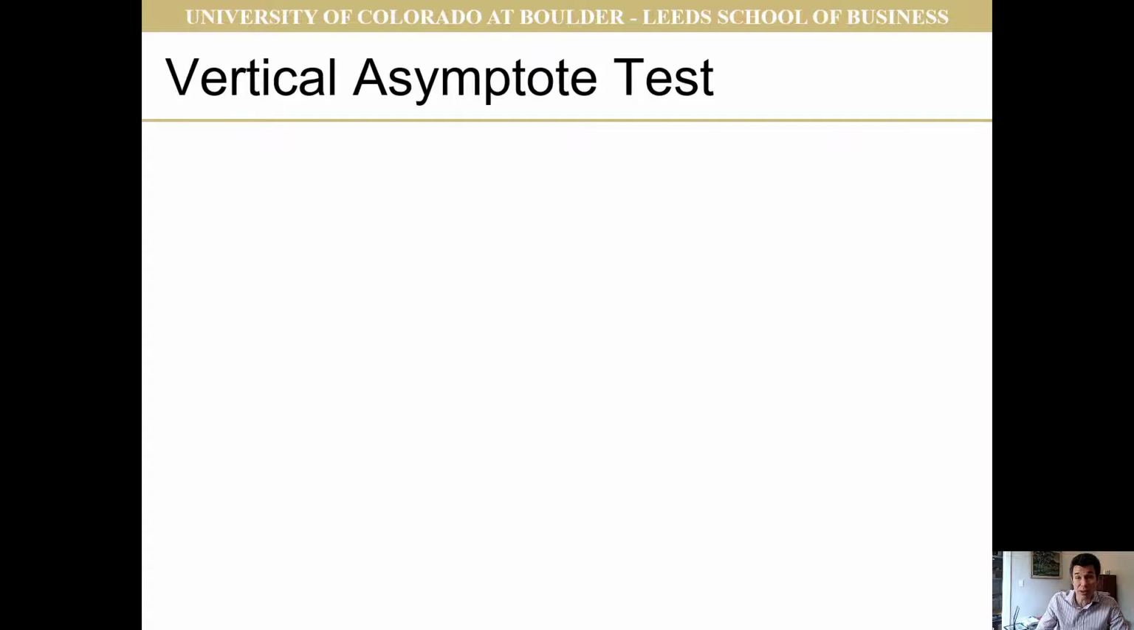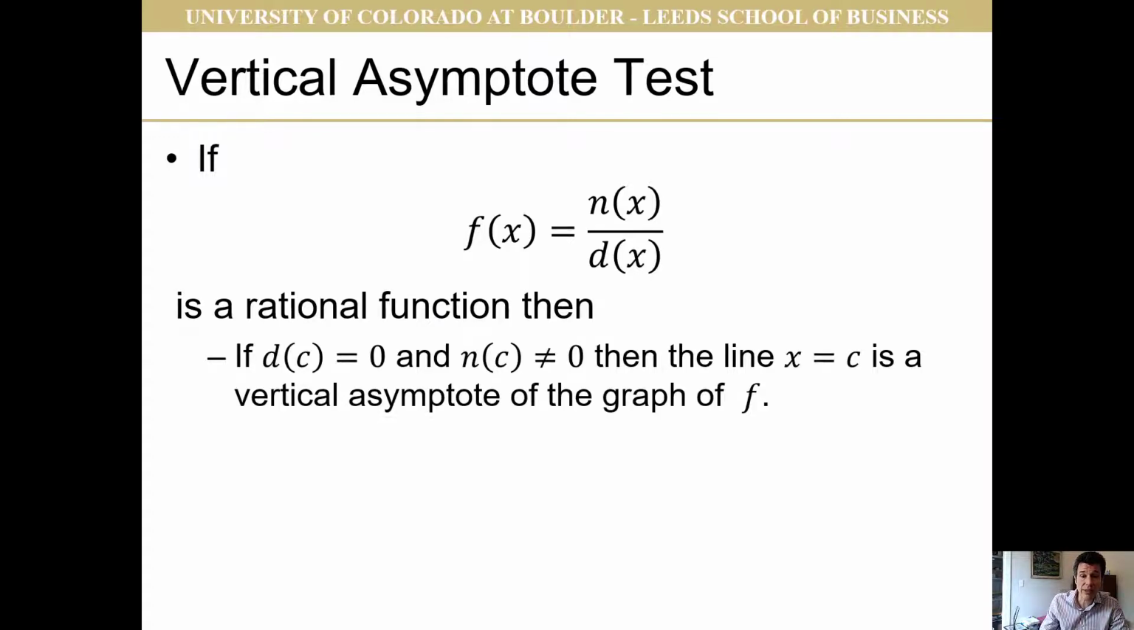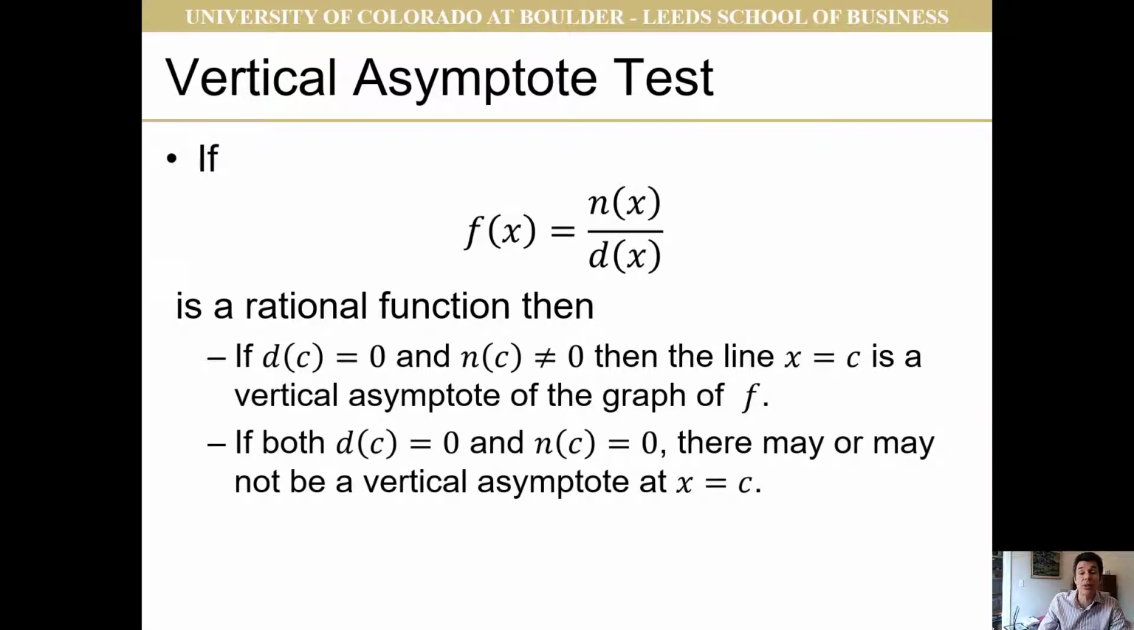Now, we've already seen functions with limits that go to infinity. We call these vertical asymptotes. So if f of x equals n of x over d of x is a rational function, then if d of c is equal to 0 and n of c is not equal to 0, then the line x equals c is a vertical asymptote of our graph. If d of c equals 0 and n of c equals 0, then there may or may not be a vertical asymptote at x equals c. So we saw this back in chapter 1.